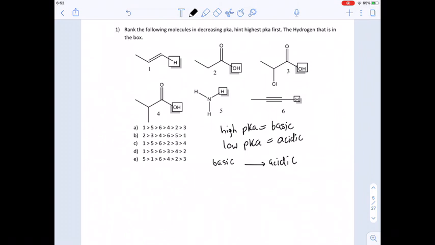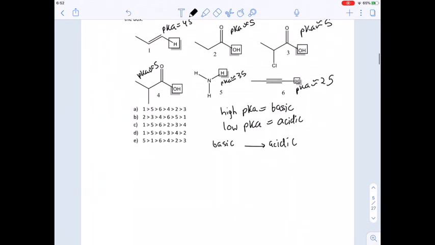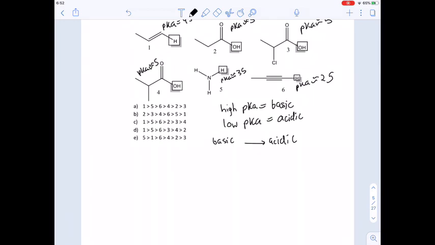Very quickly, I'm going to go ahead and fill in the actual pKa's for all of these, and then I can go over how you would do this if you didn't happen to know the actual pKa's. So number 1 is going to have a pKa of around 45. Number 2 is going to have a pKa of around 5. 3, again, a pKa of around 5. 4, pKa of around 5. And I'll go over how you can rank between 2, 3, and 4. 5 is going to have a pKa of about 35 or 36. And then number 6 is going to have a pKa of about 25.